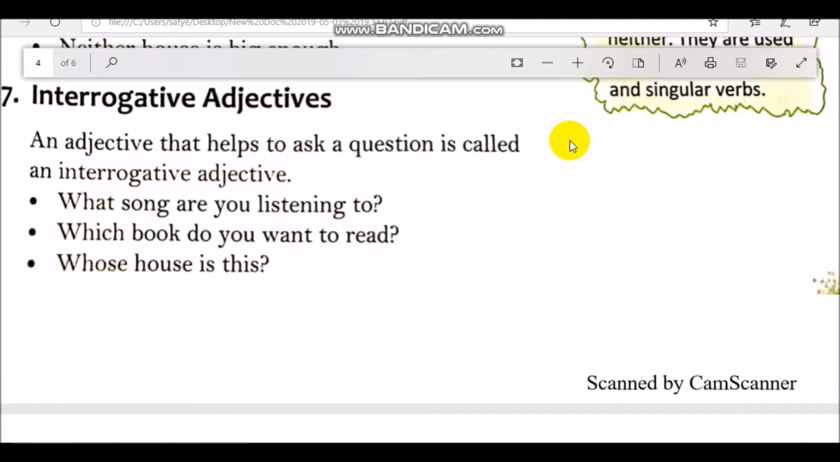Then we have interrogative adjectives. As you understand from the word, interrogative means question. An adjective that helps to ask a question is called an interrogative adjective. For example, what song are you listening to? So here what is an interrogative adjective. Which book do you want to read? Whose house is this? So wherever a question is put up, those are interrogative sentences.